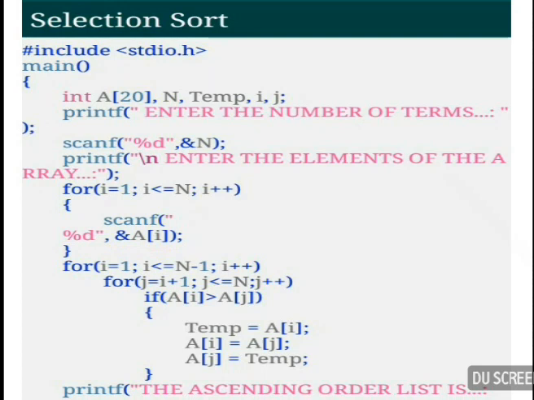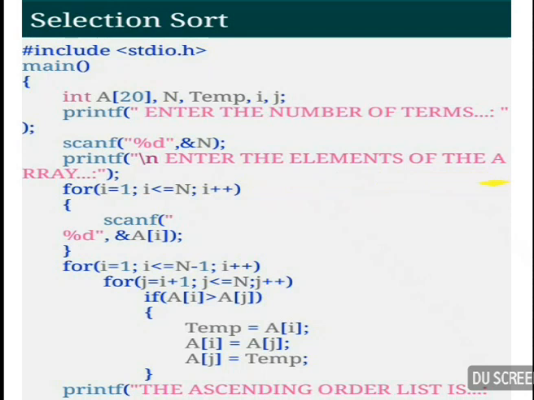After main, I declare the integers a[20], temp, i, j. Here a[20] means the array and its size, and temp, i, j are other integers. First we have to know the size of the array chosen by the user. So I write printf "enter the number of terms", then input with scanf %d.